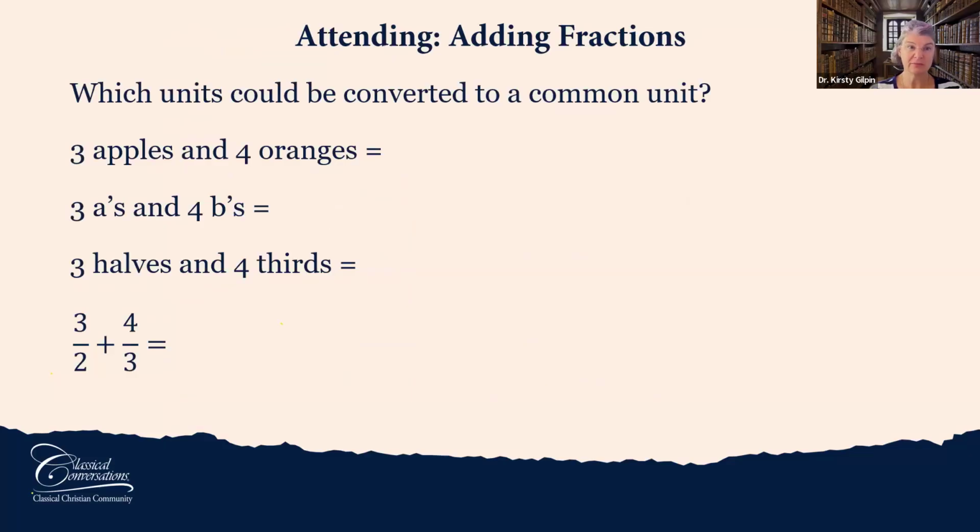All right, so now let's think about which of these units could be converted to a common unit. So we came up with fruit. Is there anything else that we could change apples and oranges to, to make them alike? Fruit. Bananas and peaches? Okay. But thinking in terms of the genus and the species, what else could be a genus for oranges and apples other than fruit? Round.